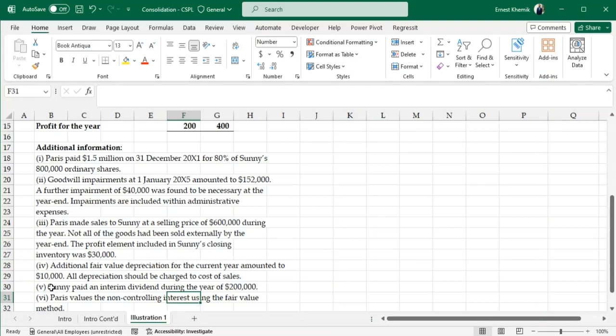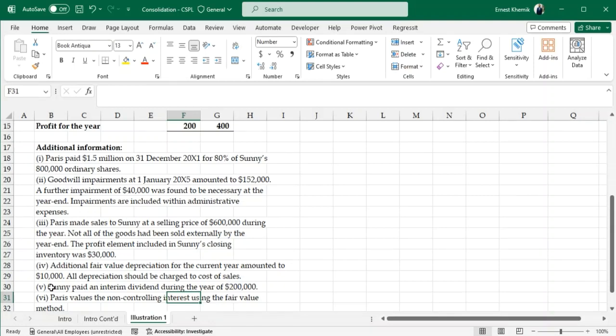As I said, when you get a question, first skim through, and then you can draw your pro forma statement of profit or loss, or if it is the statement of financial position, you draw the pro forma consolidated statement of financial position. So first skim through the question as we are doing, and then you can pick up some key information that you will need for certain calculations or workings.